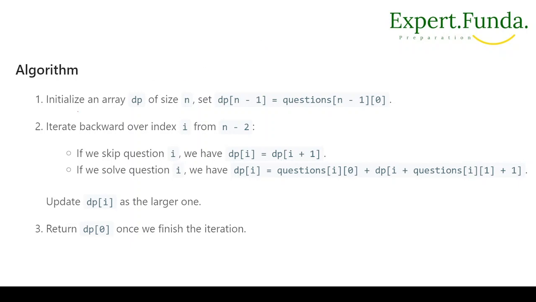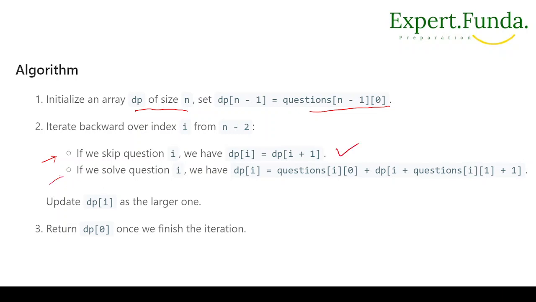Okay, so we have to initialize a dp of size n, and dp at n minus 1 becomes questions at n minus 1 at 0, the last value, we are going to start with that, right? So we will iterate in the backward direction from n minus 2. So either we will skip; if we skip the question I, we have dp at I is nothing but dp at I plus 1.